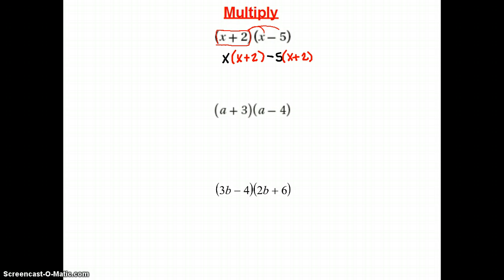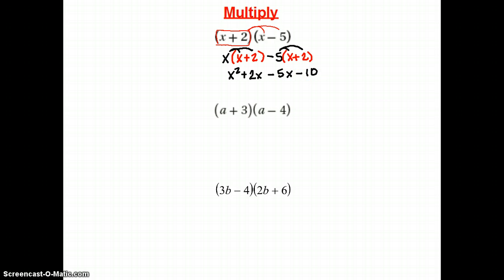Now from here, if you notice, I have a set of parentheses where I can distribute this x in the front, so that's exactly what I'm going to do. X times x is x squared. X times 2 is a positive 2x. And I repeat that process on the right. Negative 5 times x is a negative 5x. Negative 5 times positive 2 is a negative 10.